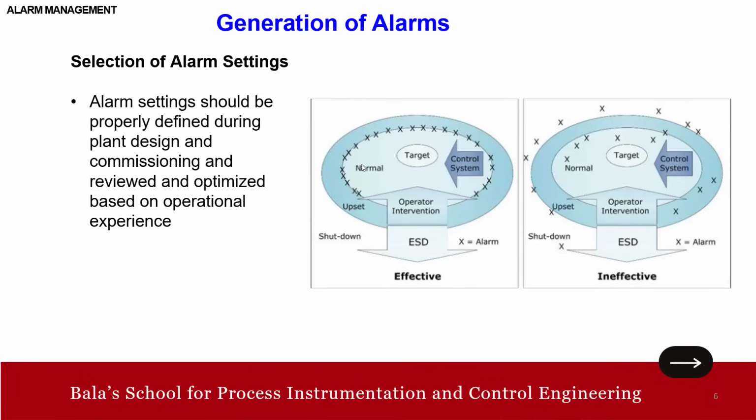So you see here, this is your normal and this is upset. So it should be set on the boundary between the normal and upset state of the process. That is why it is effective. If you set it all over here, that is not going to help you. That is the point. Okay.